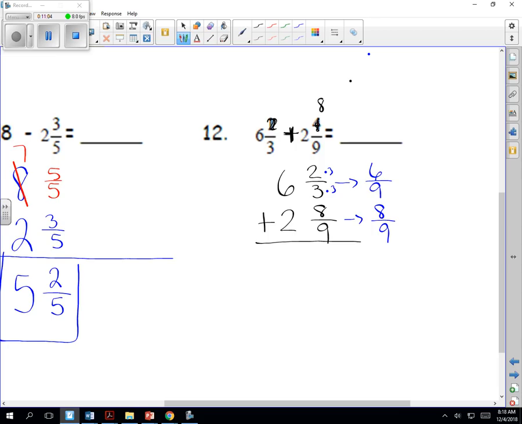We're going to add our whole number. 6 plus 2 is 8. And we're going to add our fraction, so that gives me 14/9. But if you'll notice, we have an improper fraction within a mixed number, which we cannot have. So we have to take out a whole in the form of 9/9, and we're going to give it to the 8. And that gives me 9, and then 14 minus 9 is 5, and then our denominator 9 stays the same.